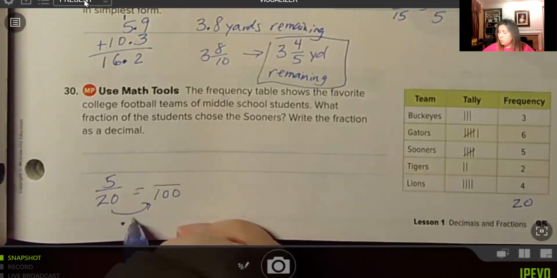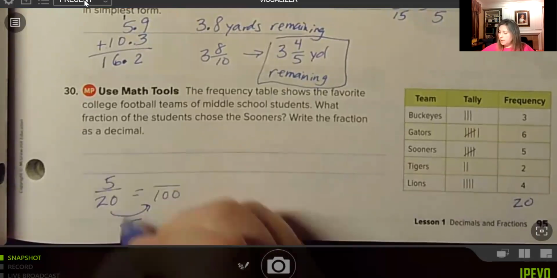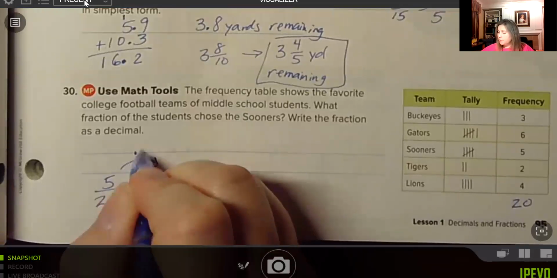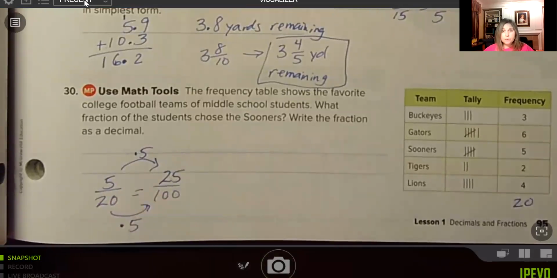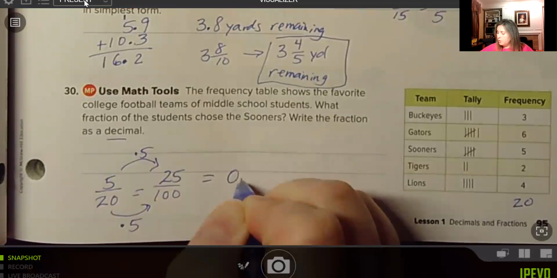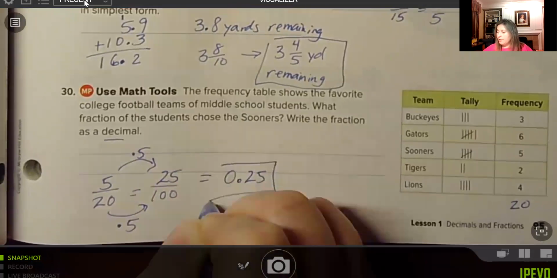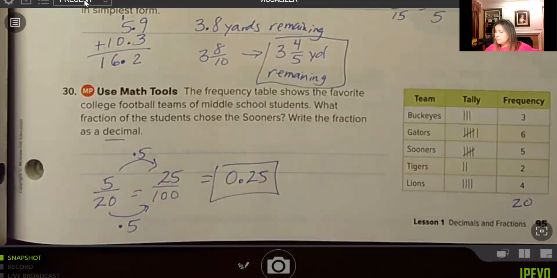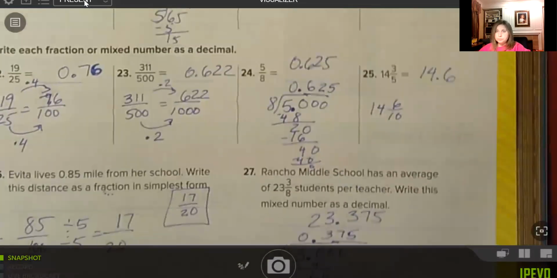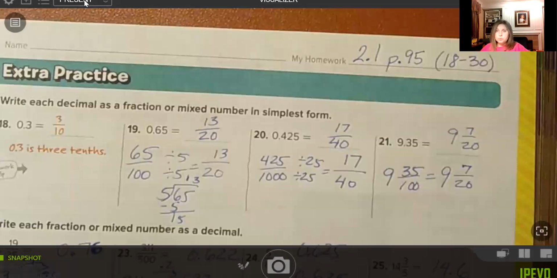20 goes into 100 5 times. So we multiply that by 5 to get our denominator of 100. And so we need to do the same thing to our numerator, multiply the numerator by 5. So 5 times 5 is 25. So we get 25 hundredths. And we have that as a decimal, 0.25. And so that was extra practice on converting from fractions to decimals and decimals to fractions on 2.1, page 95, problems 18 through 30.